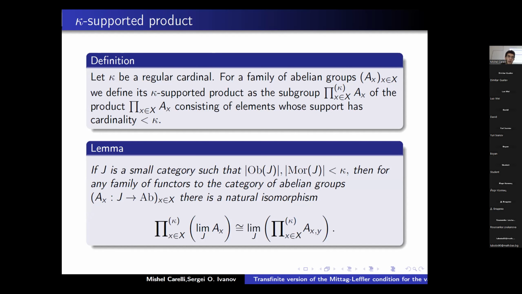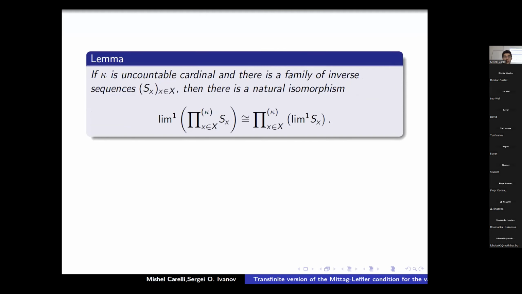Okay. Then we have the following lemma. It's pretty long, but the meaning of this lemma is just that the K-supported product commutes with limits, so the product of the limits would be the limit of the product. Another lemma, also quite long, means that it also commutes with derived limits.